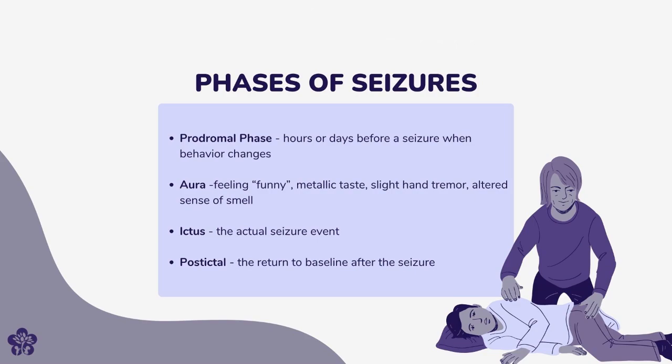Seizures always have phases. The prodromal phase of a seizure can be hours before or days before a seizure actually begins. You may notice a change in a student's behavior. The aura is the first sign of a seizure, and not everybody has this experience. Some students describe feeling funny, having a metallic taste in their mouth, having a slight hand tremor, or having an altered sense of smell before a large seizure starts. The ictus phase is what is actually happening during the seizure. The postictal phase describes a person as they return back to baseline.